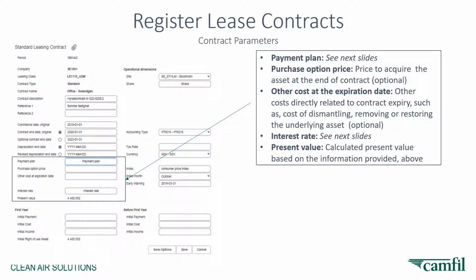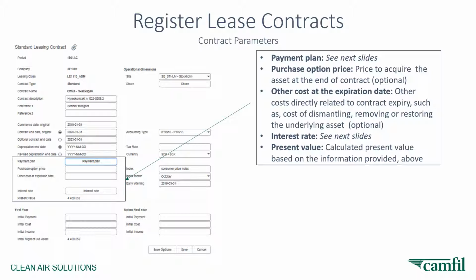Let's move down the contract template. You'll see that there are additional mandatory fields to complete. The fields are Payment Plan, Purchase Option Price, Other Cost at Expiration, Interest Rate, and Present Value. When it comes to payment plan, the value must be registered in thousands with 3 decimals in order to be recognized accurately in RO Lease. We'll go into payment plan and interest rate in the following slides, so let's move on to the next fields.